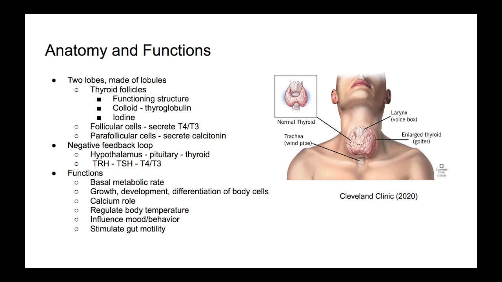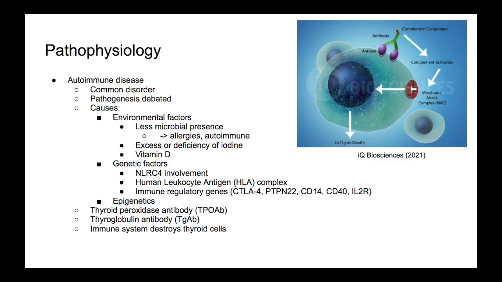Hashimoto's thyroiditis causes hypothyroidism and is one of the most common thyroid disorders. It is more common in women and Caucasians than in men and other ethnicities. Hashimoto's is an autoimmune disease, and the pathogenesis is still unknown and highly debated. Factors believed to play a role in the etiology include environmental, genetic, and epigenetic factors.